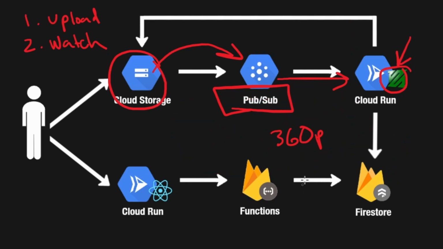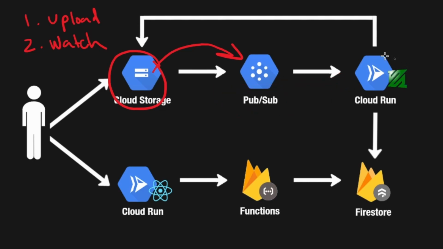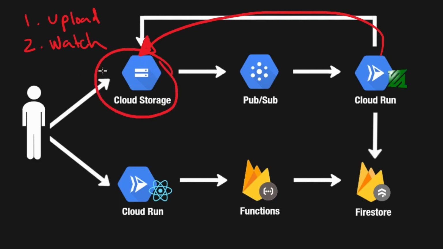And then after it's done processing the video, it's going to write the processed video back to cloud storage. And from cloud storage, any user will be able to watch the video, even if they're not authenticated. So we're actually going to store the processed videos in a separate bucket with separate permissions.